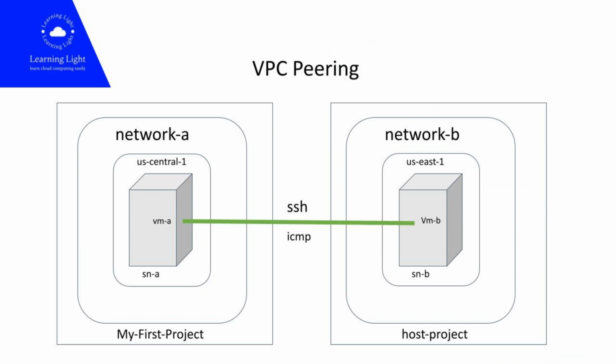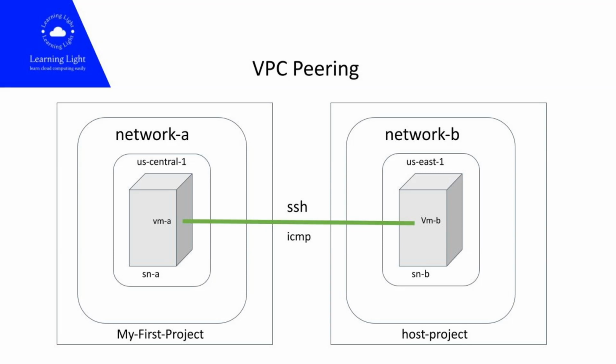Friends, in this lecture, we will peer two VPCs that are in separate projects. We will create VM instances inside each of these newly created VPCs. We will create a VPC named Network A in a project, my first project. We will create a subnet SNA in US Central 1 region and will open SSH and ICMP ports.